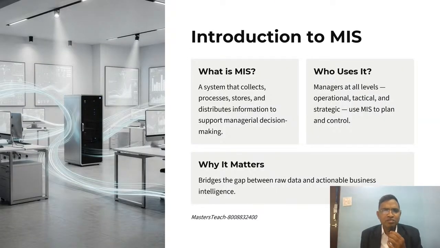Okay, what is MIS? It collects the data, it stores the data, and it distributes the data, and it also helps to support decision making. So this is called MIS, management information system. Who is going to use it for operation purposes? Managers. They use it for operational and tactical purposes, as well as for making decisions. So to plan and to control, this MIS is used. Why does it matter? Raw data is going to be used for actionable purposes.